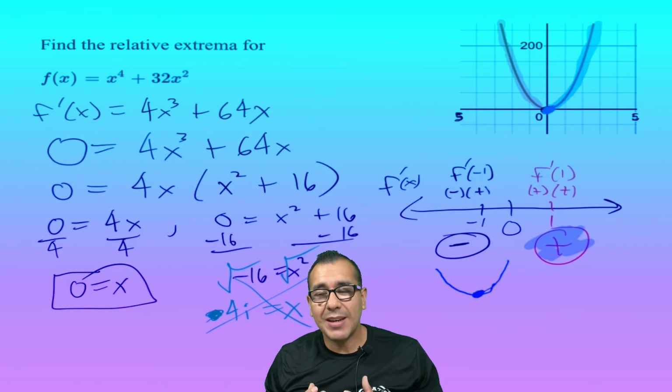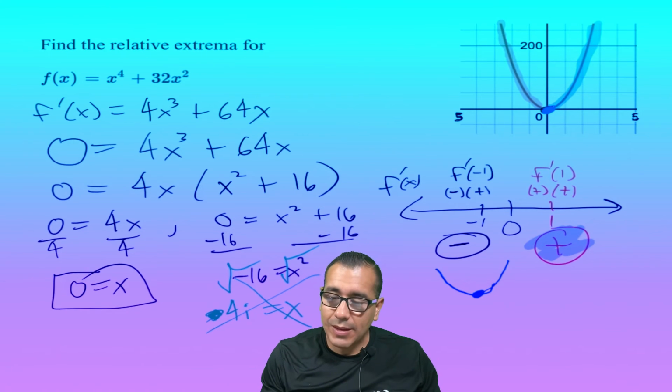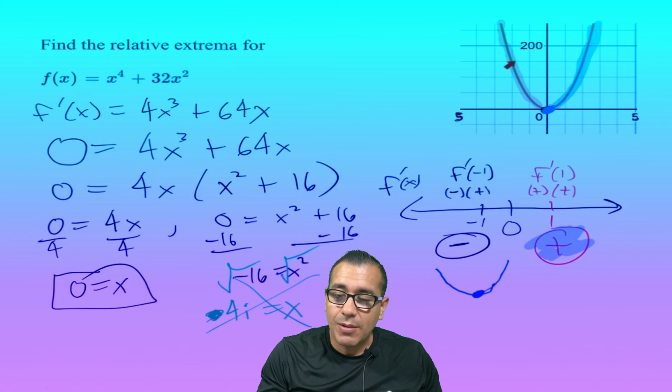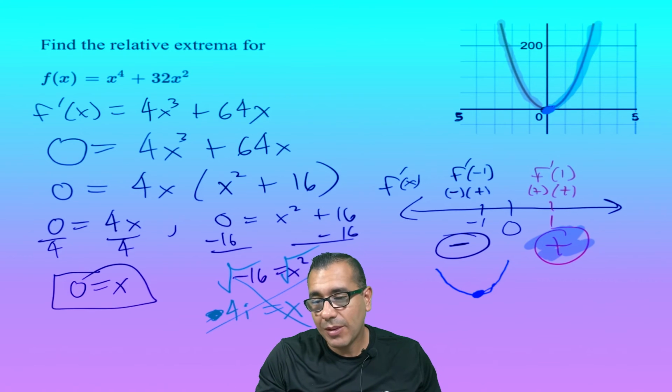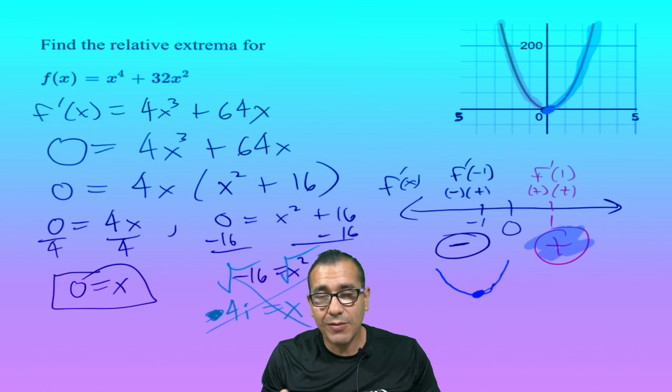How do I know it's an absolute? Well, if I look at my graph, it's going to shoot off up in this direction and up in this direction, right? So there's going to be no other points whatsoever that are actually going to be lower than this height right here of 0, right?